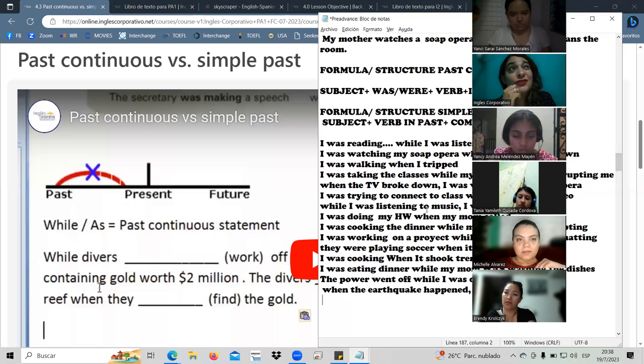When my mom was cooking. Yo creo que sería ahí while. Es mejor usar el while. En lo que ella estaba haciendo eso, yo estaba haciendo lo otro. Okay. Cuando mi mamá cocinó, yo estaba haciendo esto. Creo que es mejor pasado continuo usando while. Uh-huh. While my mom was cooking dinner, I was doing my homework. Very good. Ahí sí suena mucho mejor. Good job, Michelle. Another using while.